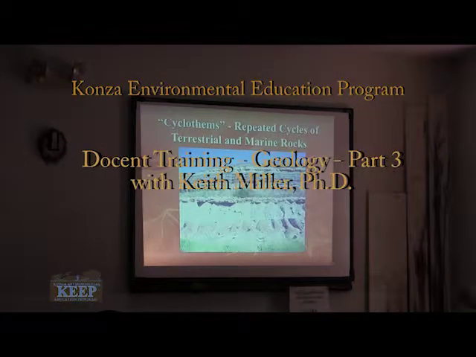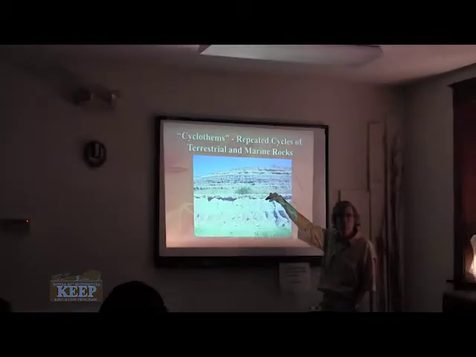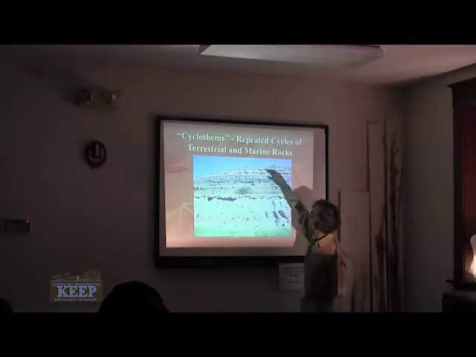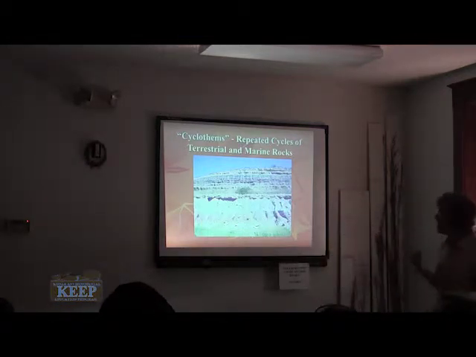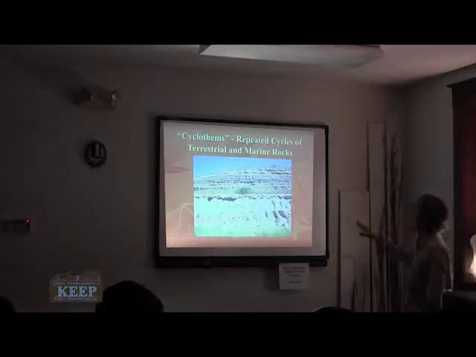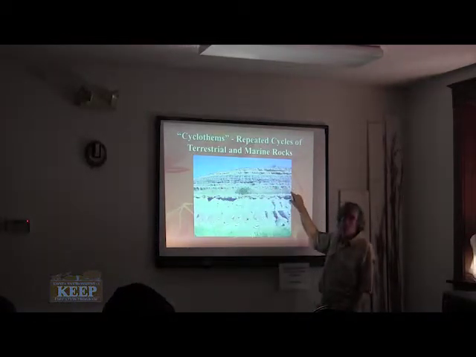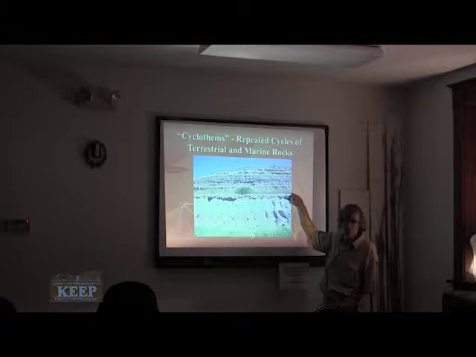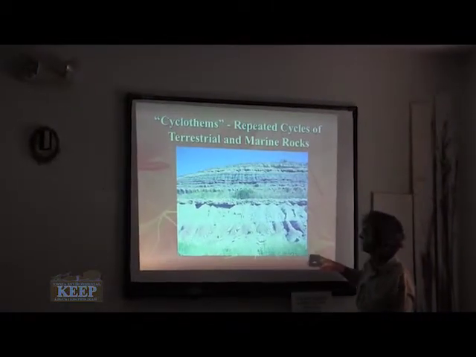Cyclothems. This is the whole idea of cycles. We already talked about how the rocks have this repetitive pattern. We have limestone, mudstone, limestone, mudstone, limestone, mudstone kind of thing. This is repeated literally dozens of times. From what we've already said, the limestones represent marine conditions of various kinds. Sometimes shallow marine, sometimes a little bit deeper, sometimes intertidal, but marine, ocean water.